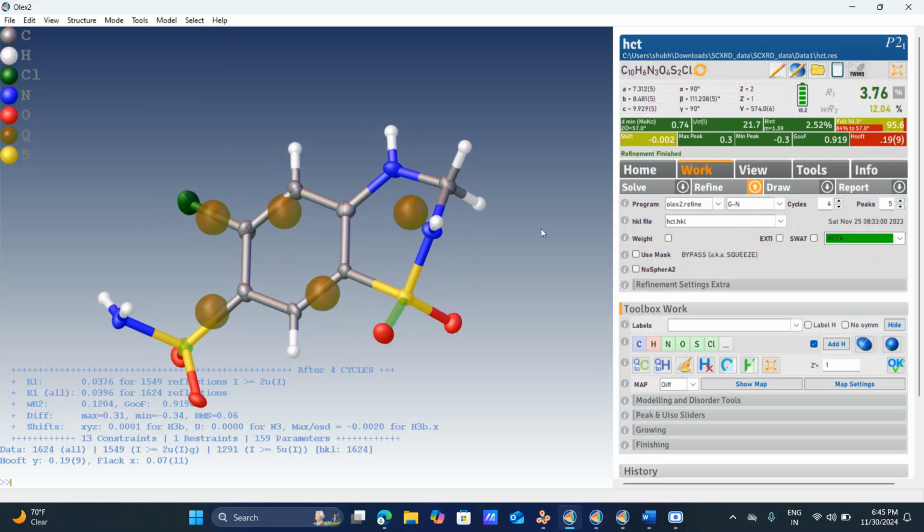Let's move ahead. No, before moving ahead, let's go to the. Okay, let's move ahead only.